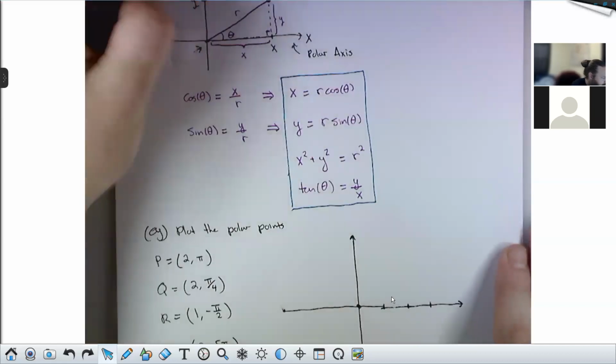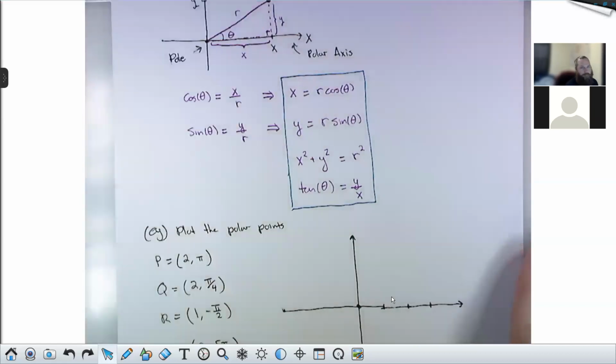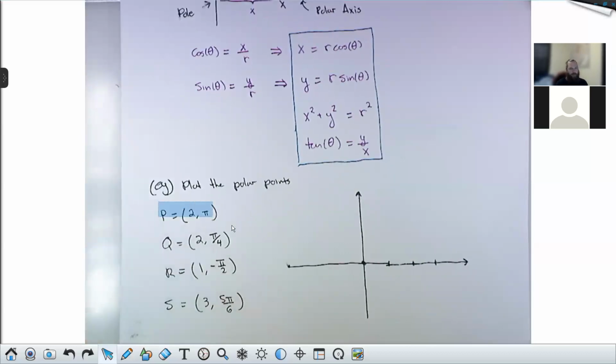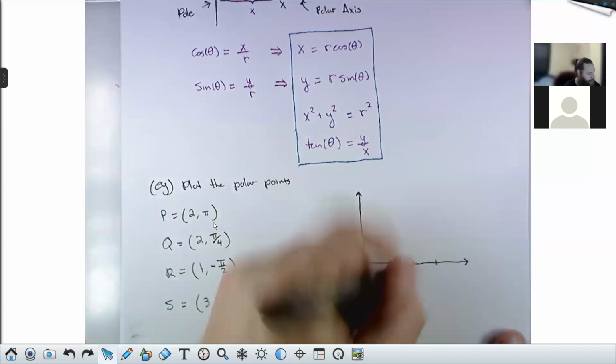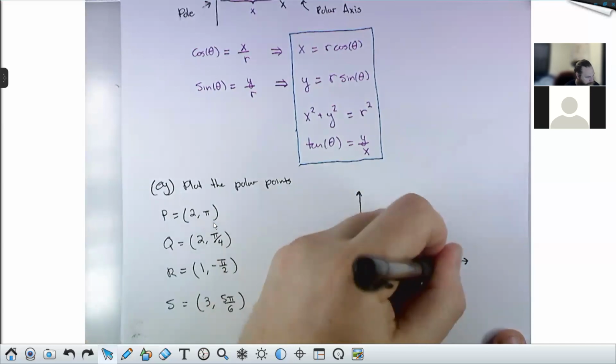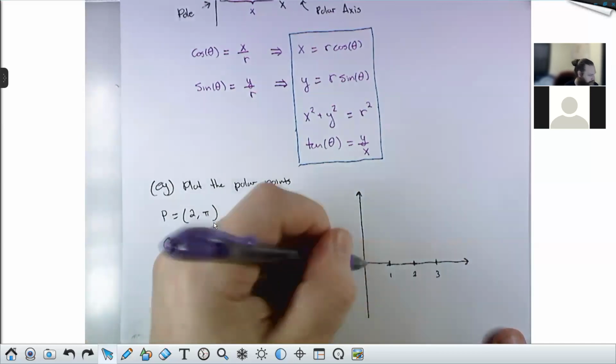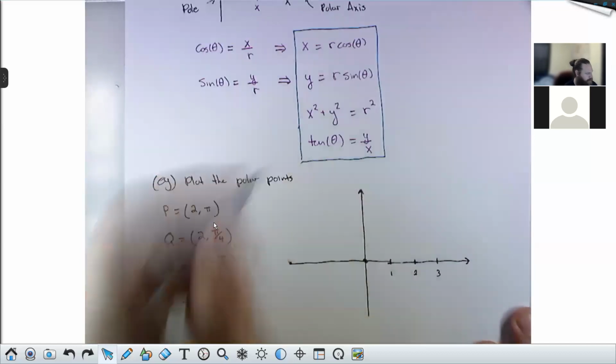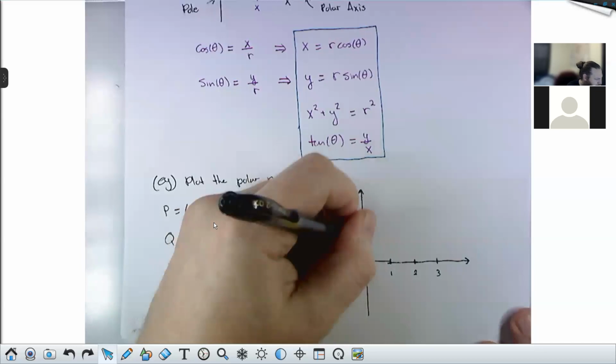Call the origin generally the pole. And we call the thing you normally think is the positive x-axis the polar axis. So to find the point P, which is (2, pi), that means r is 2 and theta is pi. What we do is we walk out along the polar axis until we get to 2 here. And then I'm going to rotate around by pi.